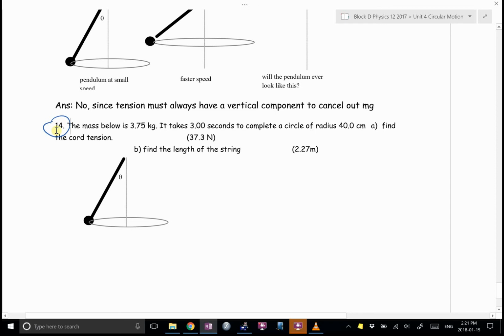Next class, I'm just going to be giving you a take-home quiz. We'll mark the take-home quiz on Monday. The take-home quiz is going to have some teeth to it. It's going to have on it roller coaster loops, banked corners, conical pendulums, all this stuff.